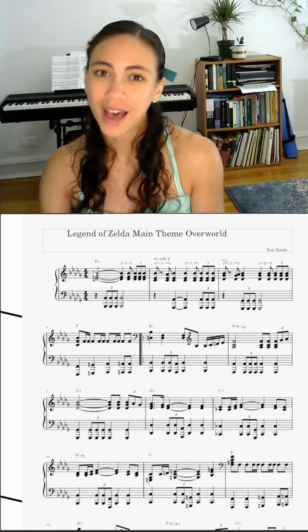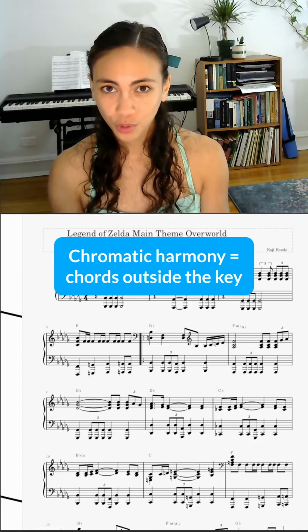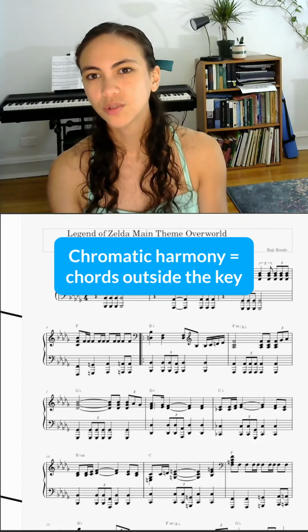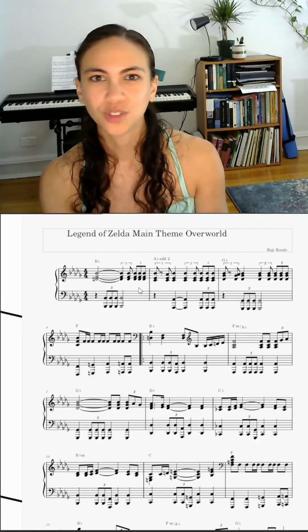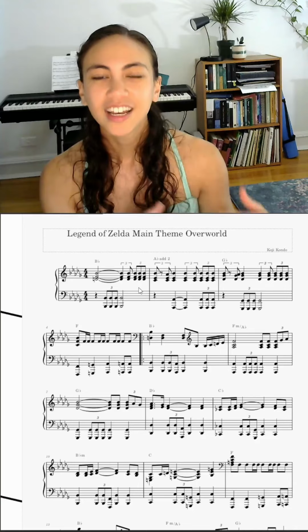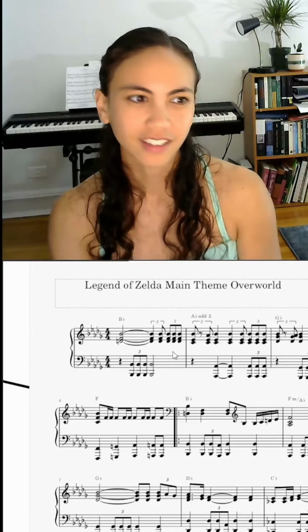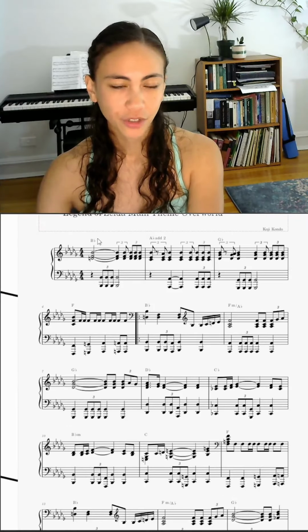Now that we have an idea of what the tonal center is, which is B flat, we get to look at the cool chromatic stuff that's going on. For those who don't know, chromatic refers to any chords that you're using that are outside the key you're in. These chords add more color beyond just using the chords that are in the key that you're already in, hence chroma for chromatic.